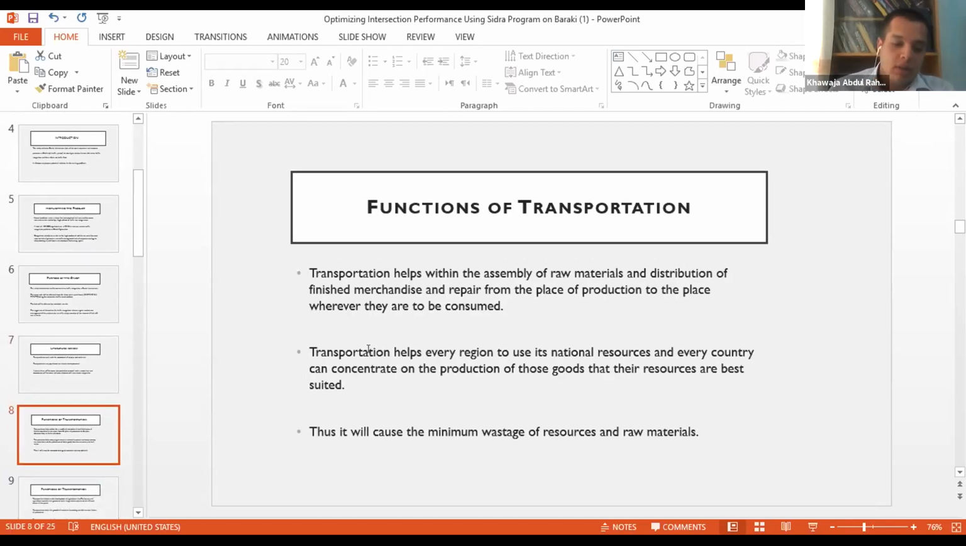Function of transportation. According to Kadiali 2016, functions of transportation can be studied under the following categories. Transportation helps within the assembly of raw material and distribution of finished merchandise from the place of production to the place where they are to be consumed. Transportation helps every country's national resources in the production of those goods for which their resources are best suited. Thus, it will cause the minimum wastage of resources and raw material.